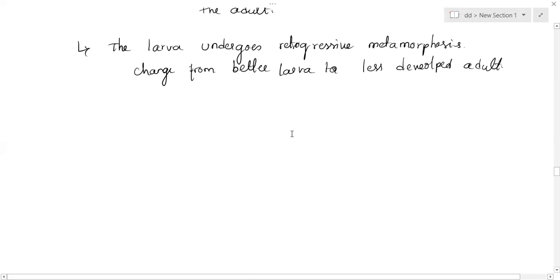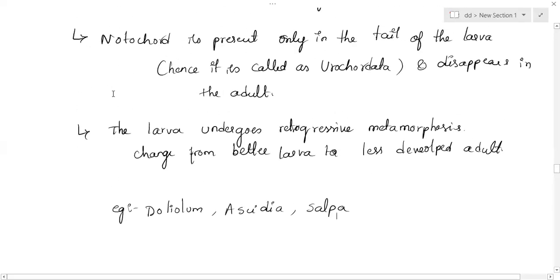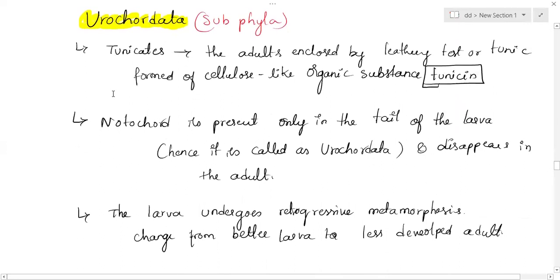So the examples are Salpa, Doliolum, Ascidia, Herdmania. So these are the best examples. Most of the time they ask questions on these, so that's why I've given the same examples. So this is all about Urochordata.